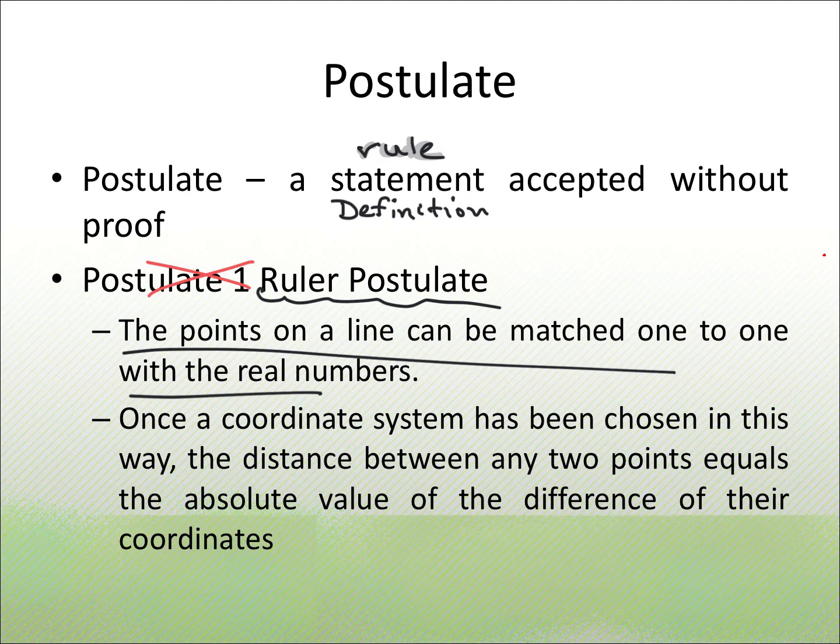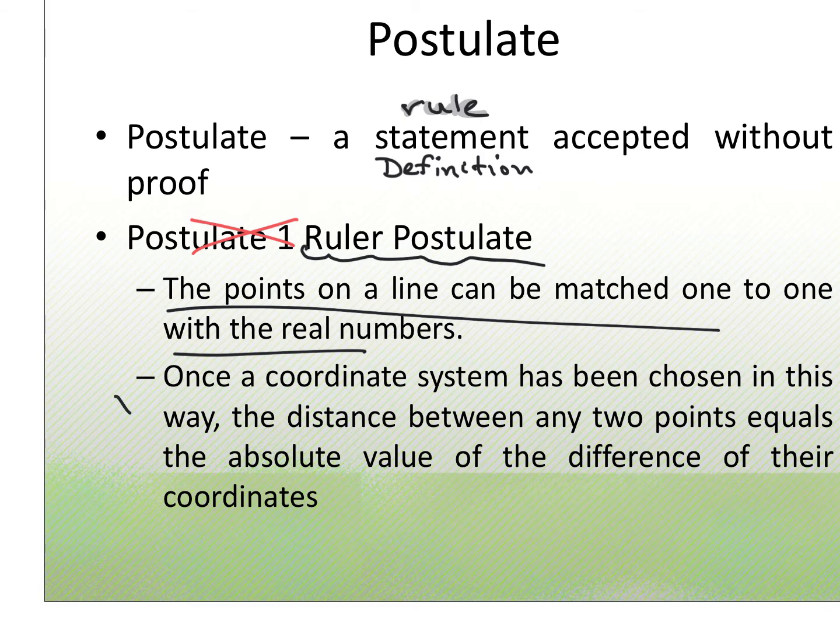Now, once you have a coordinate system, and in this case it'll be a number line, the distance again between any 2 points equals the absolute value of the difference of their coordinates. So this is the exact same thing that was on the previous slide. So we're going to subtract the 2 coordinates and then find the absolute value of that difference. So again, let me show you another example.